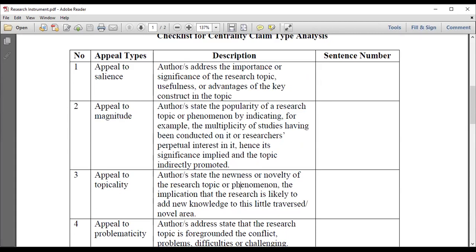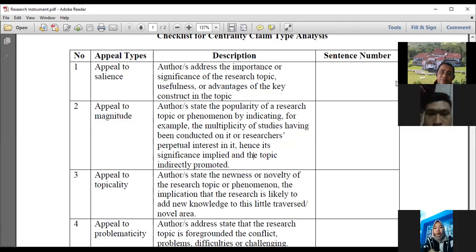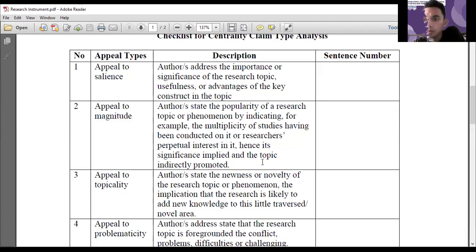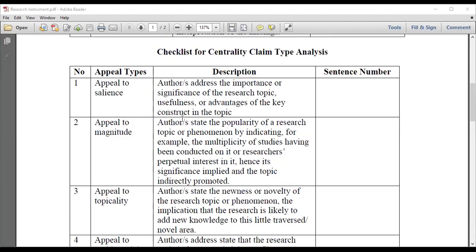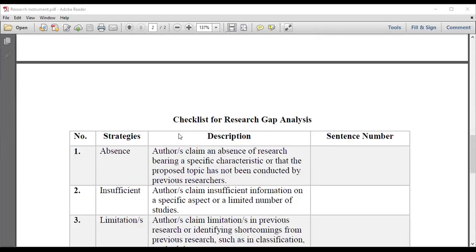Okay, is there any question? Okay, no problem. Clear. Okay, now let's go on to the third analysis.